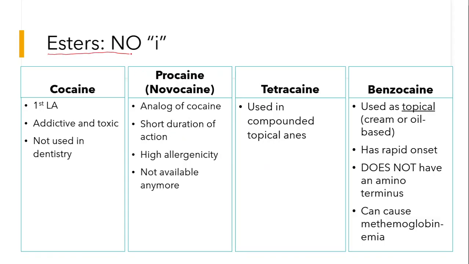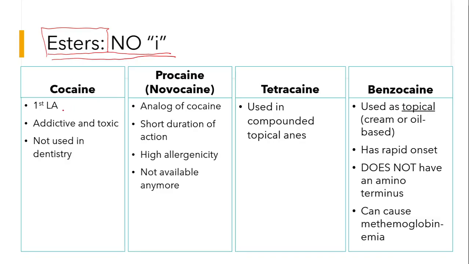One way to help you guys memorize: esters, no I. Even in the word ester, you don't see an I. So esters, no I: cocaine, procaine, tetracaine, and benzocaine. One thing we know now regarding esters is that they are basically not used in dentistry anymore except for benzocaine. Okay? So benzocaine is the one that's left in dentistry, but as a topical. Most topical agents in dentistry are made of benzocaine. All right. But nonetheless, under esters you have your cocaine, procaine, tetracaine, and benzocaine.